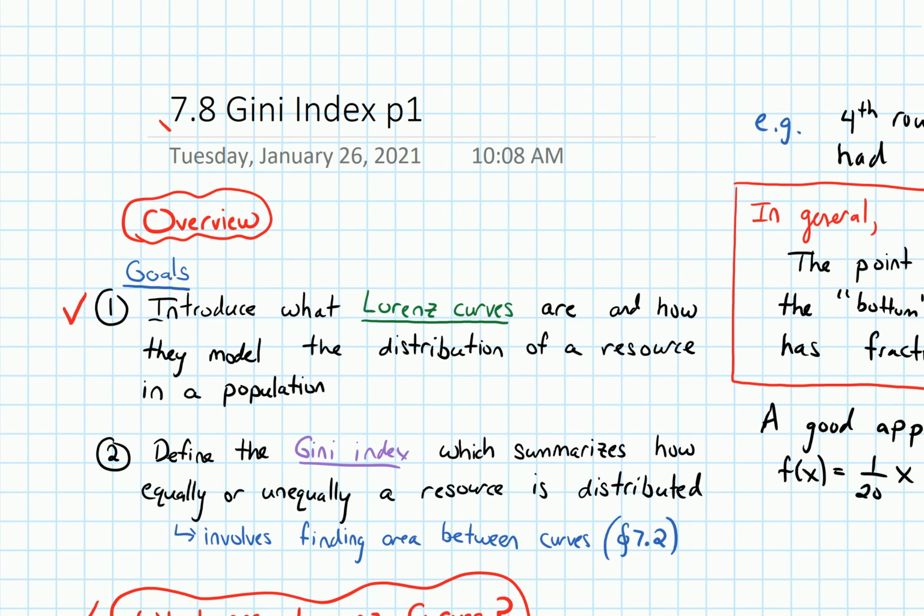So in terms of our goals for this section, we have finished our second and last goal, which is we've discussed, let's put that in red, we've defined what the Gini Index is and how it's connected to measuring how equally or unequally a resource is distributed. And we did some examples.